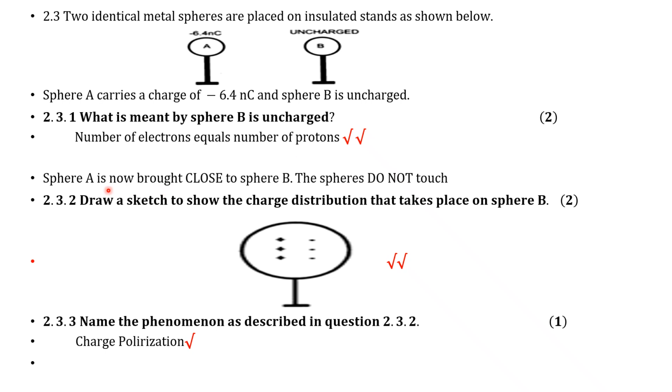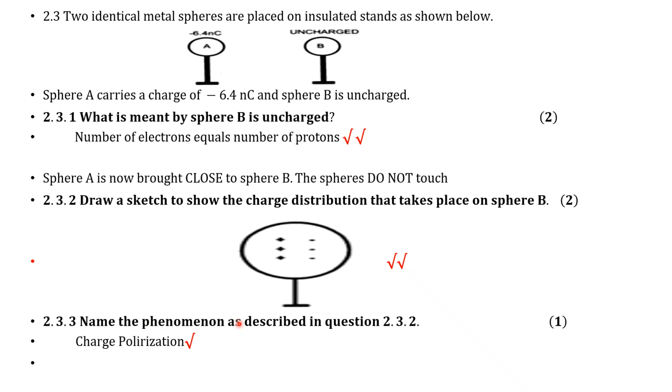All right. Sphere A is brought close to sphere B, so sphere A is negative. Negative electrons should attract positive particles, no? So when I'm drawing the sketch for B, on my left hand side, my positive charges should be relocated there, and my negative charges on the right hand side. If you swap this around, it's not correct because negative can't be attracting negative charges in the second sphere. So if that's correct, the positive and the negative, that is 2 marks to show charge distribution.